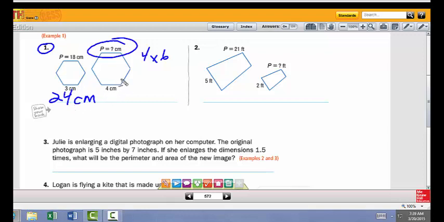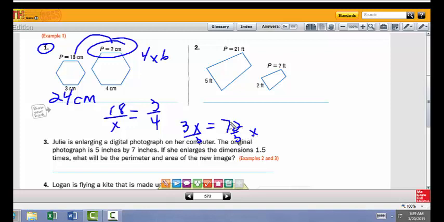Another way to do this problem would be to set up a proportion where we have 18 over x. Right here, 18 is to x as 3 is to 4. And we would have 3x equals 72. So we divide both sides by 3, and we end up with x equals 24.